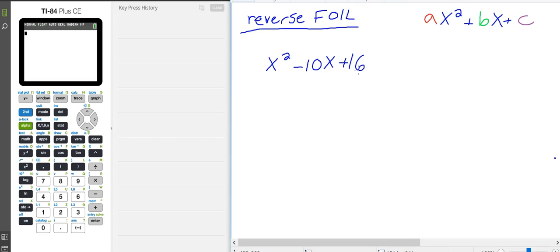The first thing we want to do is find factors of the c term. The c term in this case is 16. We want to find factors of 16 that add up to the b term, which in this case is negative 10. We don't want to forget about that negative. It's very important.